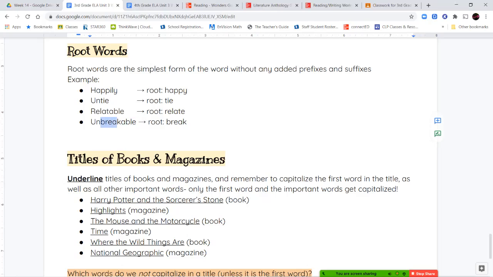So when we take that and decompose it down to its very basic part, the root word in there is the word break. So something that is unbreakable means it cannot be broken. But the root word is the word break. So remember, the root word is the smallest and simplest form of the word when you take off all of the extras. You take off the ed, take off the ing, you take off the s or es, you take off all the prefixes and suffixes, and what you're left with is that simplest form of the word.